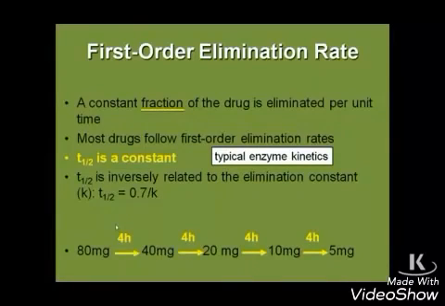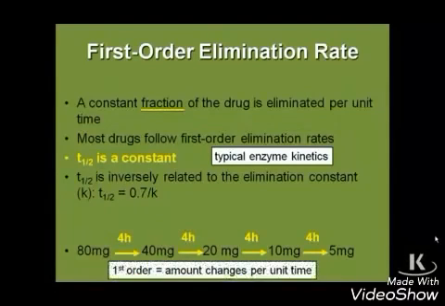But importantly, to make your comparison between first order and zero order, go back and count the amount of drug that you lost each unit of time. The amount that you lost in this first 4-hour period was 40 milligrams. The amount that you lost in the second time interval was 20. And in the third time interval, it was 10 milligrams. And finally, you lost 5 milligrams in the fourth interval. Notice how the amount is changing per unit time.